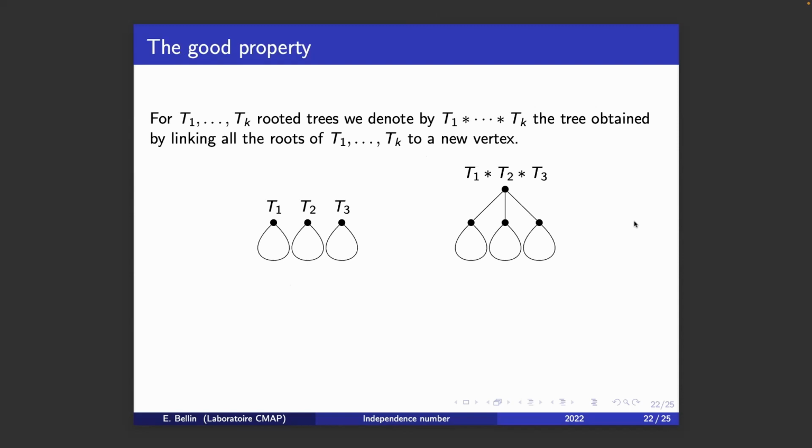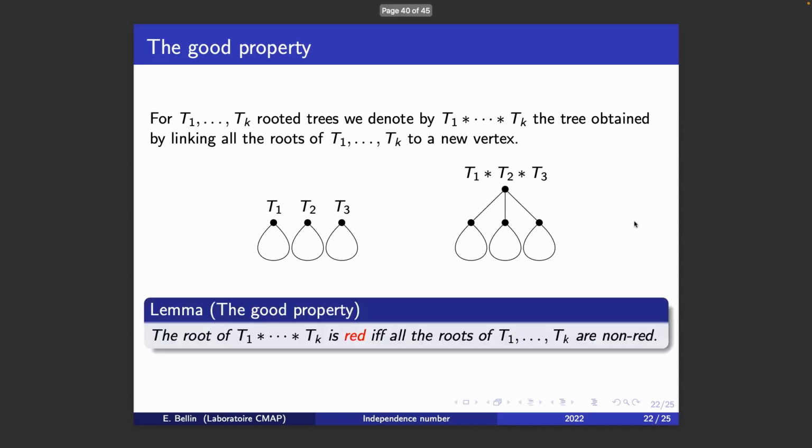And remember, I talked about some good properties of the tricoloration. So here we go. What is what I typically call a good property? If I take k rooted trees, T1, ..., Tk, and I denote by T1 star ... star Tk the tree obtained by merging the roots towards a new root. Okay, so I think the drawing is quite explicit. I merge all the roots towards a new vertex.